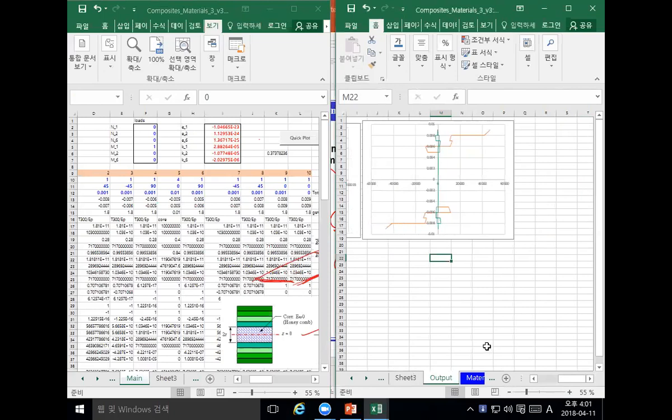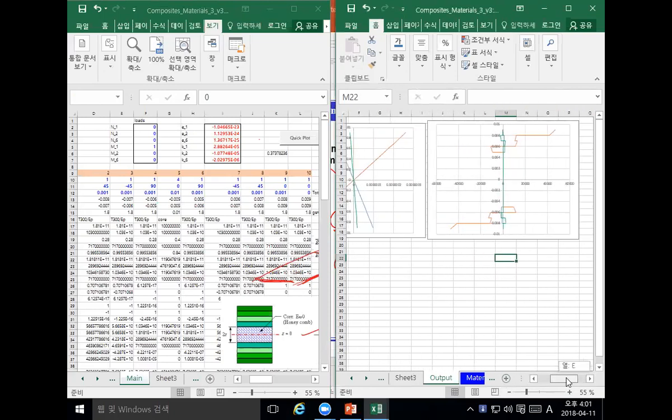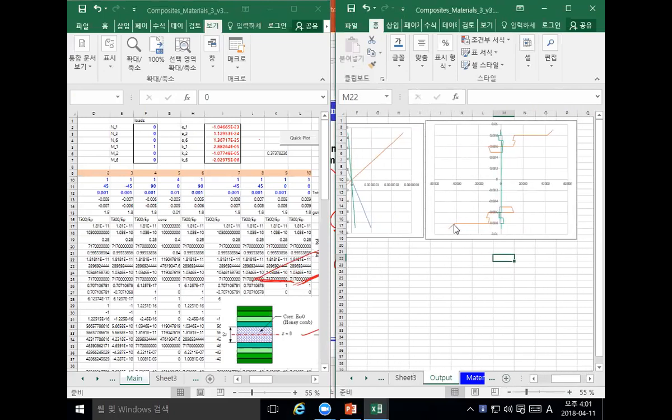Okay, so this is the A stress. Pay attention, even in one ply, there is a linear stress variation, the same material.